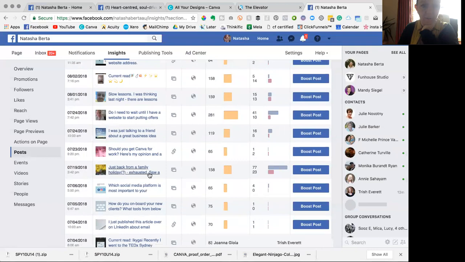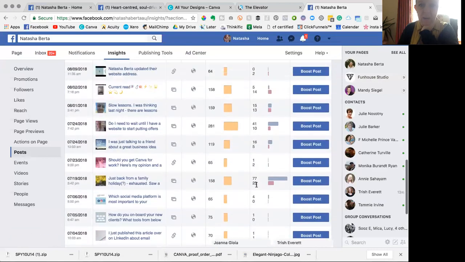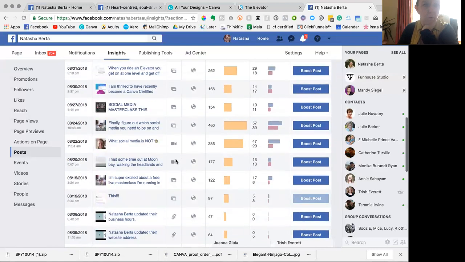Look, here's a picture from my family holiday. It didn't get incredible reach, but lots of people were clicking on the post, having a look at it and reacting to it. So you can just have a look at anything that's doing well. What time of day was it? What kind of post was it? Maybe I'll do more of that.